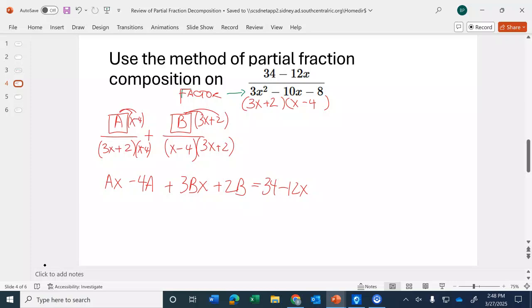The strategy now is to try to combine like terms if possible. Now we know that the ax and the 3bx are like terms because they both have x's in them. But I kind of want to be creative in how I combine them. I'm going to try to factor out that x at the same time. So I have that a plus 3b all times x. Now my constants are all going to be together in one spot there.